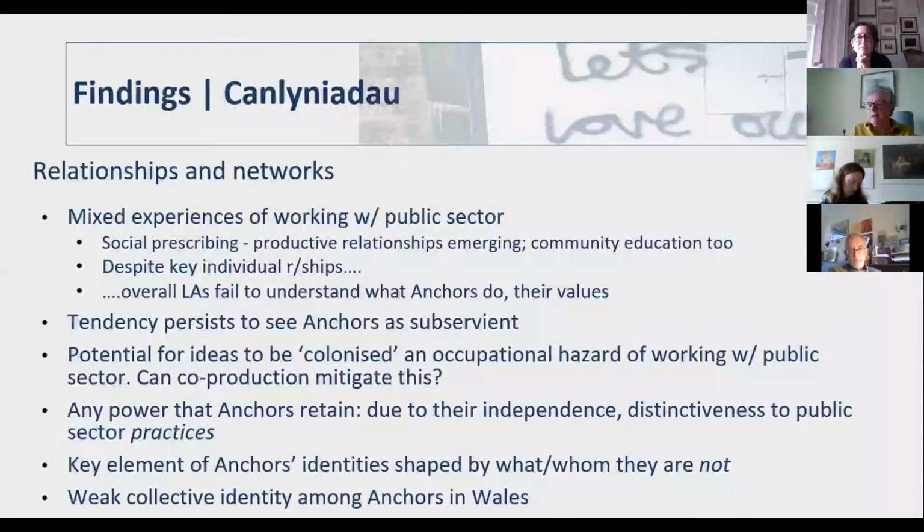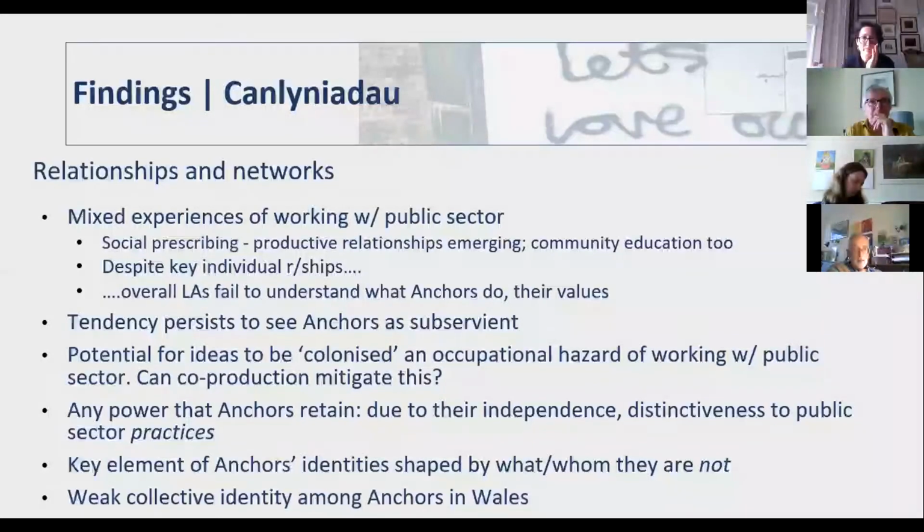A real enduring frustration is what we call a cuckoo effect, the potential for their ideas to be colonised. It's an occupational hazard of working with the public sector. That was an actual quote from people. I think one of the things that is potentially interesting, and we just throw this up there: if a genuinely effective co-productive relationship is established, is that cuckoo effect potentially mitigated? It would be interesting to see if that is the case.